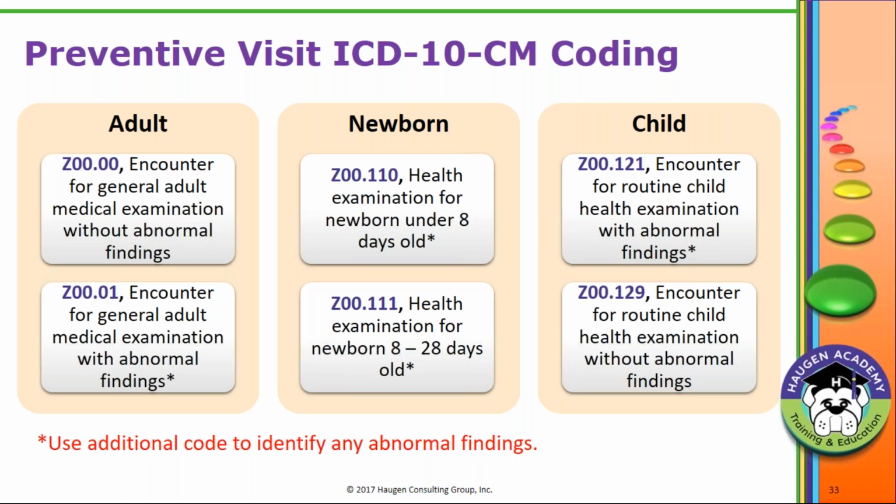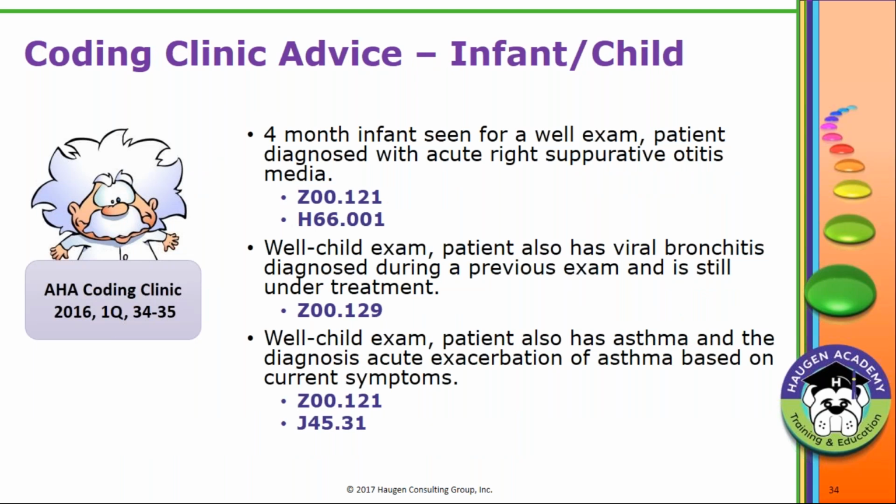We also have some coding clinic advice on these codes as well. So these are some great examples, and I put the reference up there. I know I'm using a version of the ICD-10 book that actually has the coding clinic references in them. So if you're using that same version, you might see these references, and I went ahead and summarized them here. A patient is seen for a well exam, and then they also have otitis media, so that's when you're going to use the abnormal findings, preventive medicine, and then with that otitis media code.